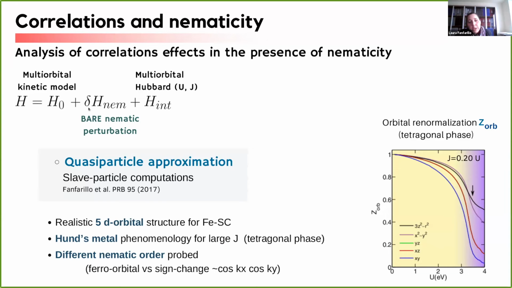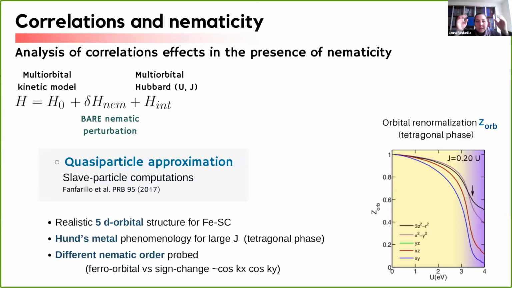And then we tried to plug different nematic orders into this Hamiltonian. I will just show you the result of what I obtained plugging in a ferro orbital nematic perturbation, that means one that is constant, and a sign change one that is instead modulated with cosine kx, cosine ky.